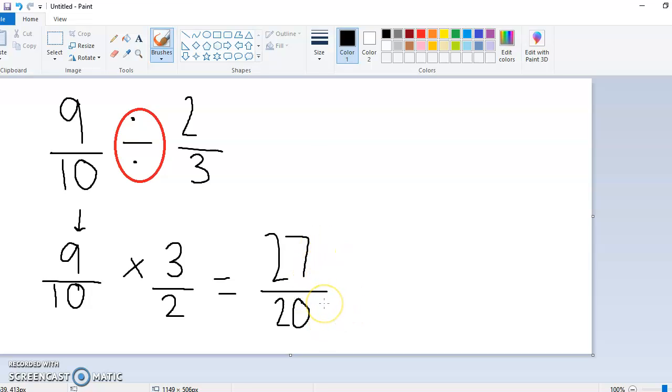Remember, an improper fraction is one that looks like this, where your numerator is bigger than your denominator. And so we need to change it into what's called a mixed number, which is where you have your whole number and then your fraction left over, if you want to call it that. So we'll work on that.